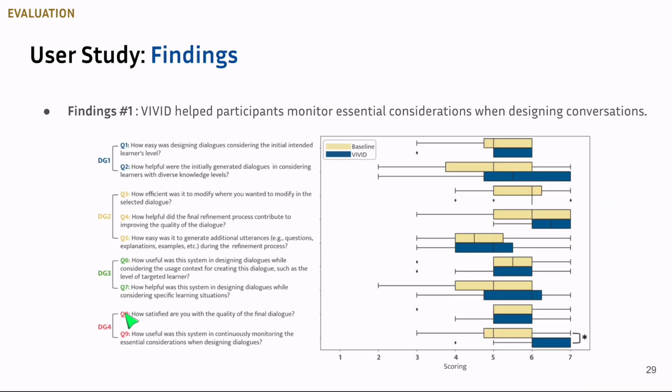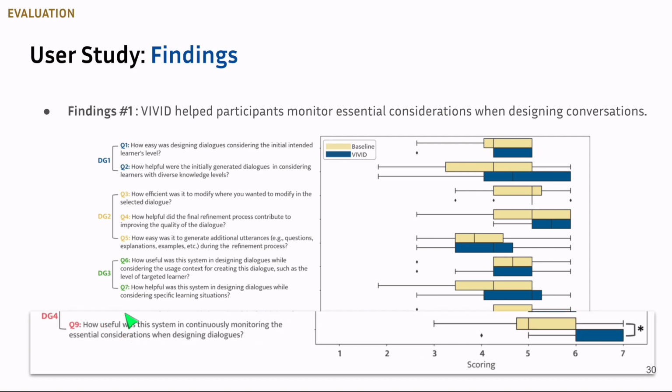We summarized 3 main findings from the user study. First, Vivid helped participants monitor essential considerations when designing conversations. This is the result of the users' perceived utility survey. There was a significant difference between conditions in Q9, which asks how useful the system was in continuously monitoring the essential considerations when designing dialogues.